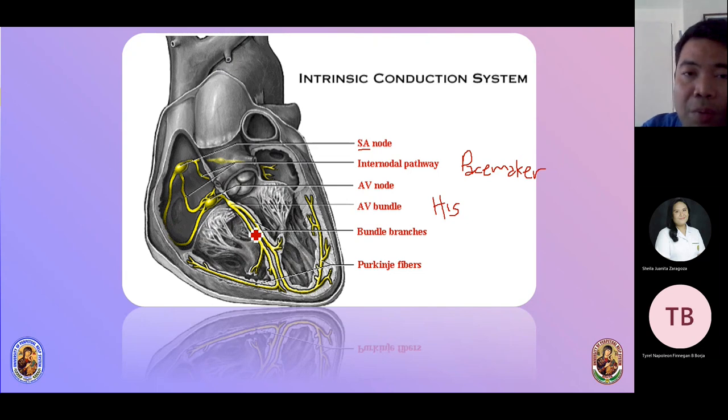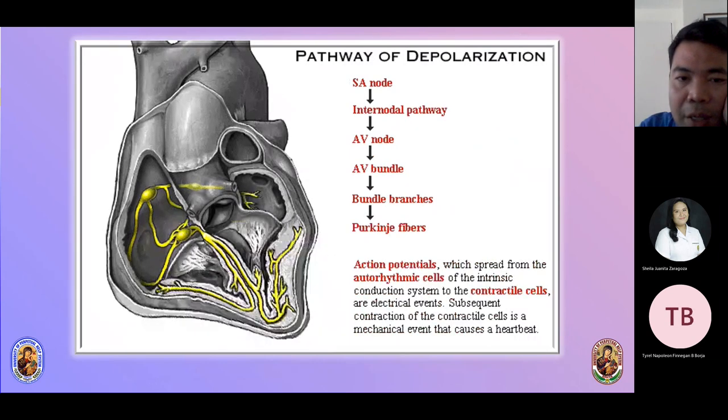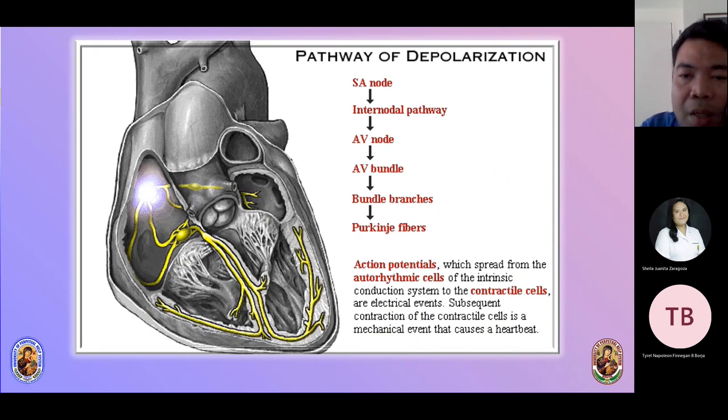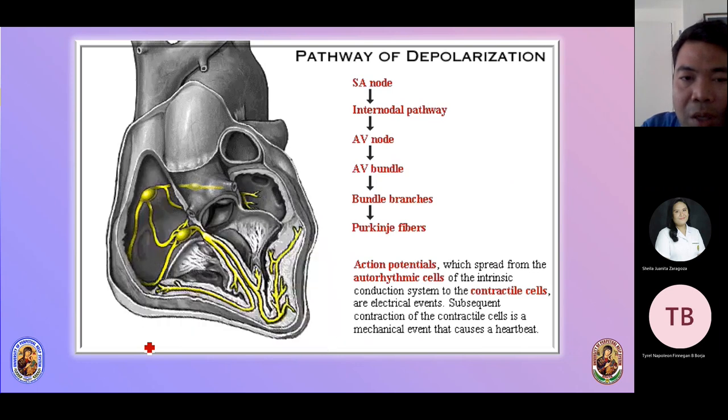So paano yung pagtulay ng conduction system dyan? Paano ba kumakalat yung action potential all throughout the conduction system, which makes the heart contract rhythmically? As you can see, action potential begins in the SA node. And those action potentials generated by the SA node spread all throughout those autorhythmic cells. And then from the autorhythmic cells, kakalat din yung action potential dun sa mga adjacent myocardial cells or myocardium, resulting in the contraction of the heart, producing the pumping action.